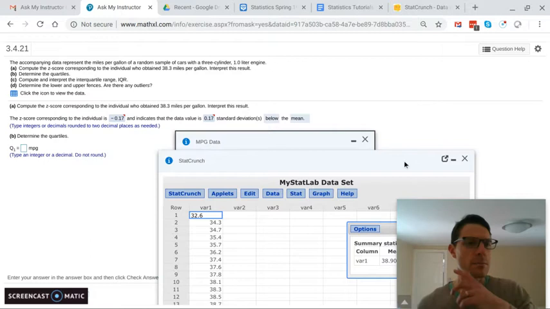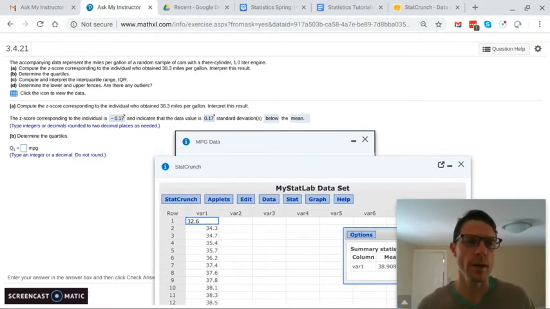It says in part A, the z-score corresponding to the individual is negative 0.17 and indicates that the data value is 0.17 standard deviations below the mean, right? That's why it's negative, because it's below the mean.